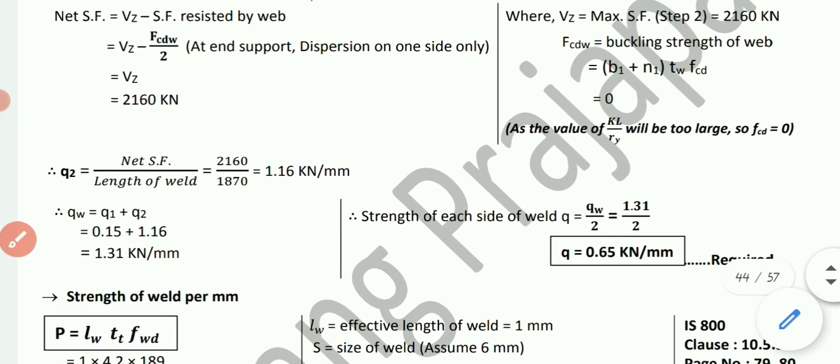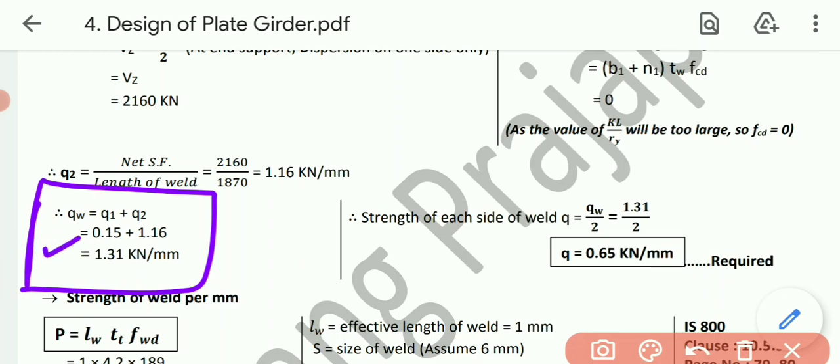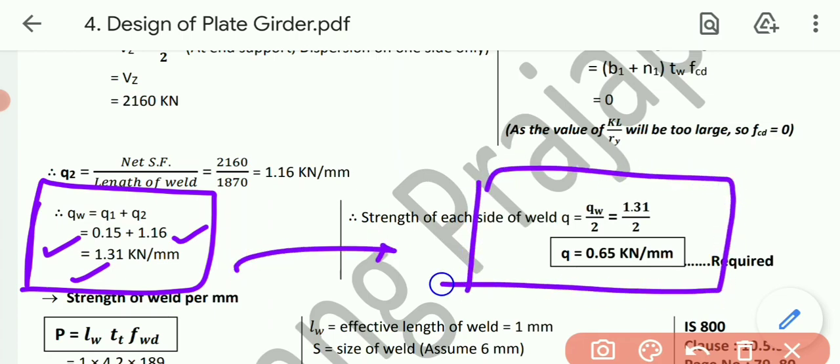So finally QW equals Q1 plus Q2, Q1 is 1.15 and Q2 is 1.16. So the answer comes 1.31. Okay, once we get the QW, the strength of web on each side will be QW by 2. So 1.31 by 2, we will get our total requirement, that is 0.65 kilonewton per mm.